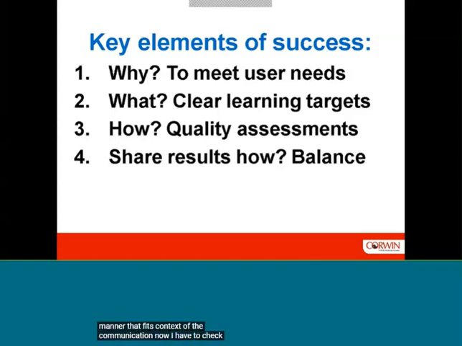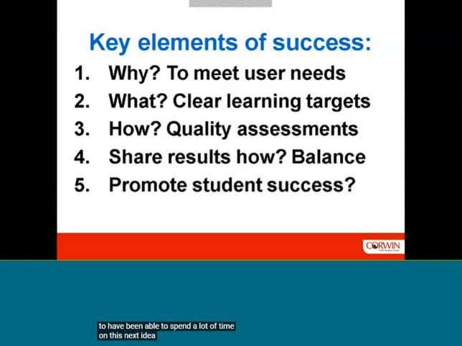Now, I have to check my time because this is all, in a sense, prologue for what I want to talk to you about next. And it is the joy of my career to have been able to spend a lot of time on this next idea. The fifth key to success is a verb: student success, they promote it. And I want to talk to you about that in some very specific terms.